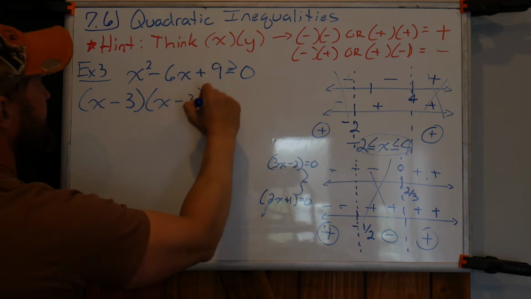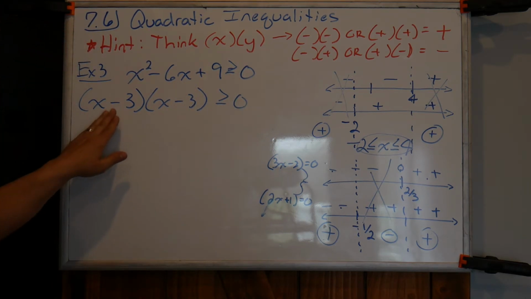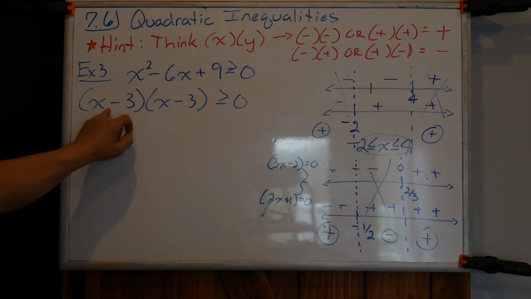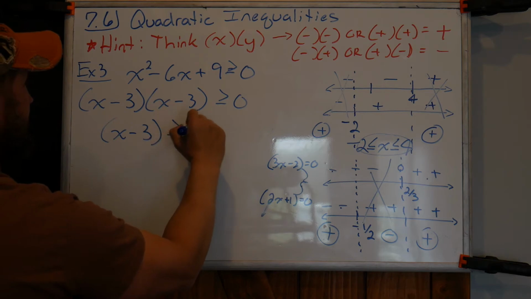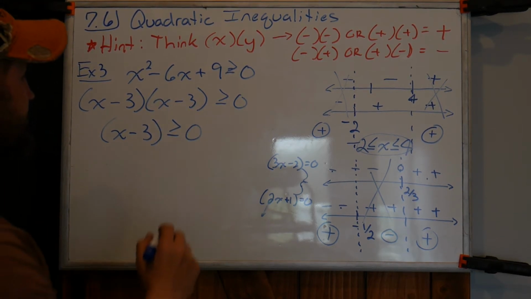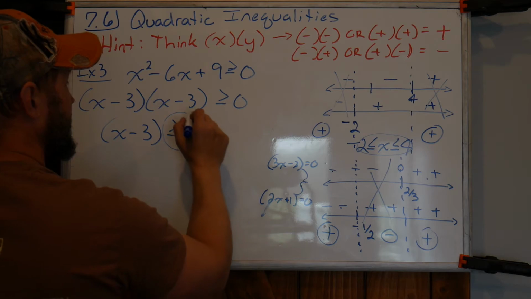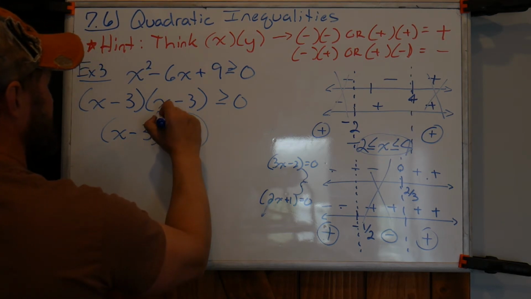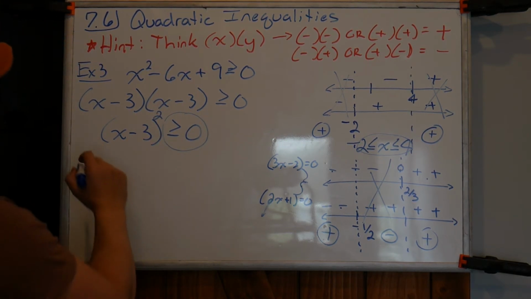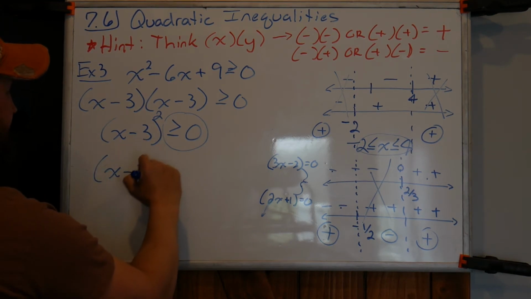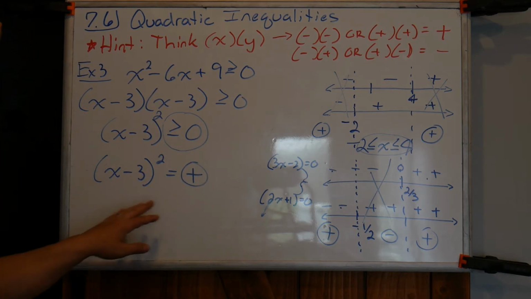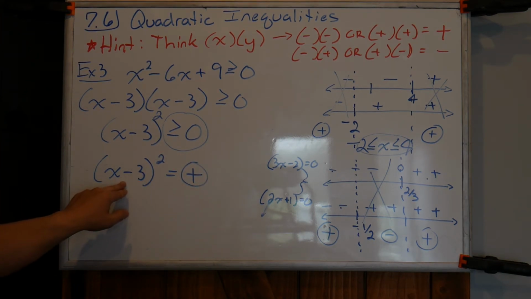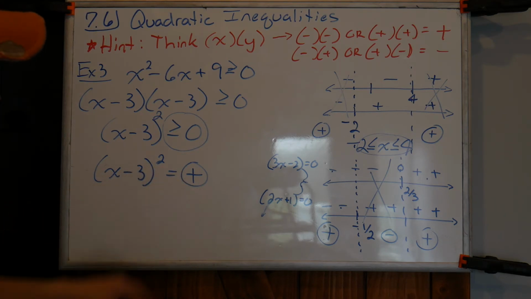we see that it's the same thing, x minus 3, x minus 3. We can replace that with x minus 3 squared greater than or equal to 0. So here's the key. Greater than or equal to 0. Whoops, squared, sorry. So what happens is I need to find out when x minus 3 squared is positive.